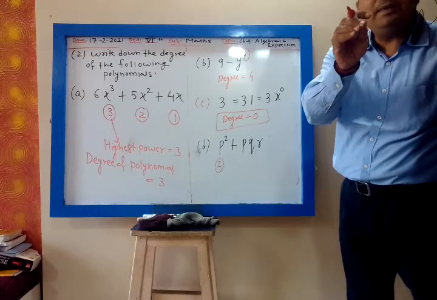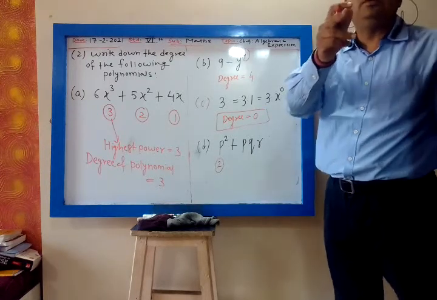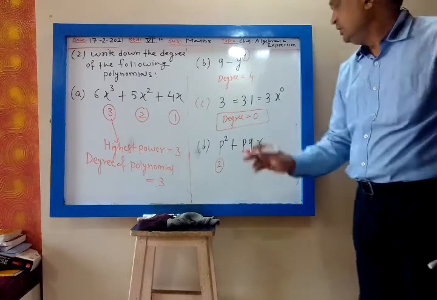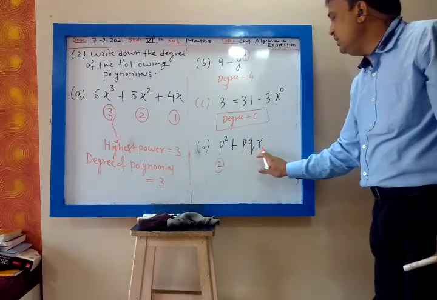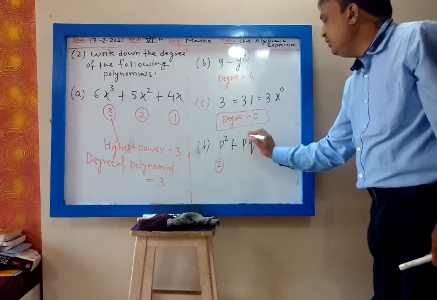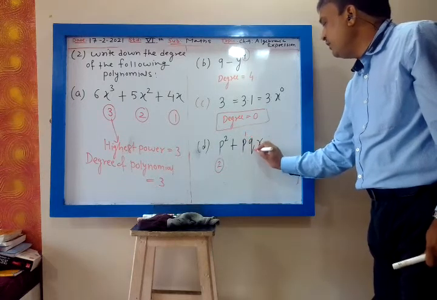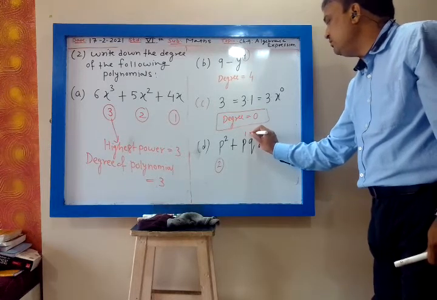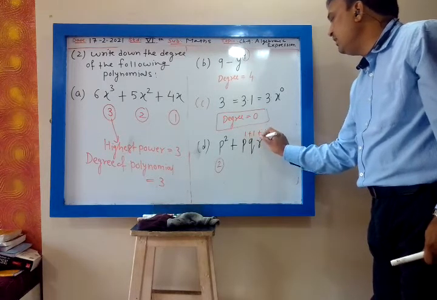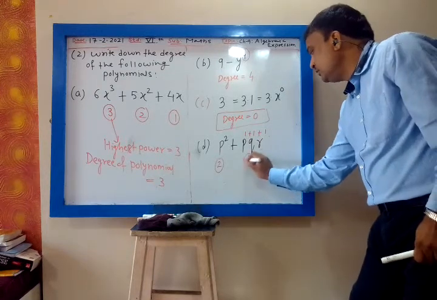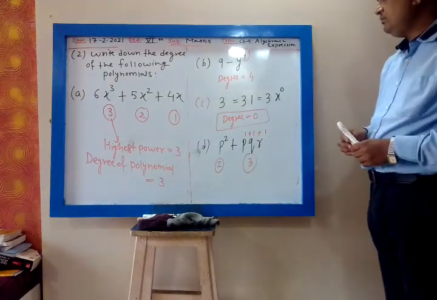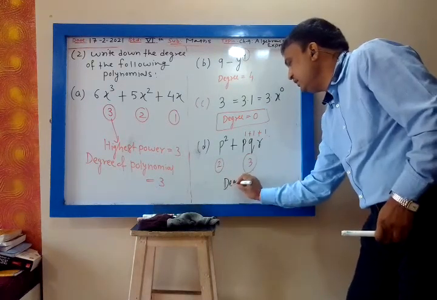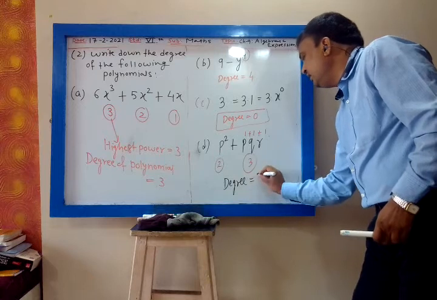Now whenever the variables are multiplied, see the fourth point. Whenever the variables are multiplied, we have to add the power. So p, q, r are the variables, and they are multiplied. What is the power of p? 1. Power of q? 1. Power of r? 1. So you have to add the power: 1 plus 1 plus 1 is 3. So what is the highest power? 3. So degree is 3.